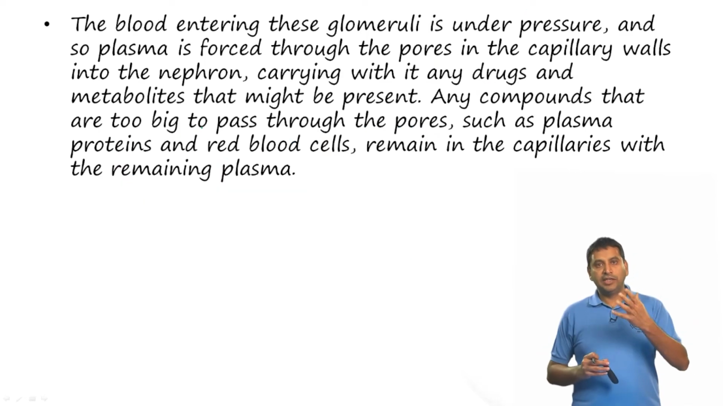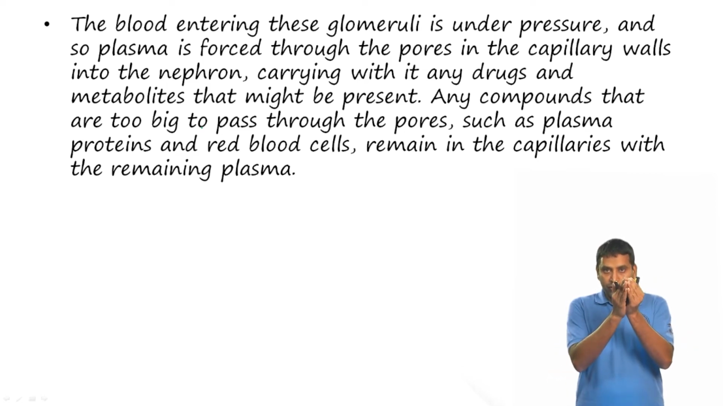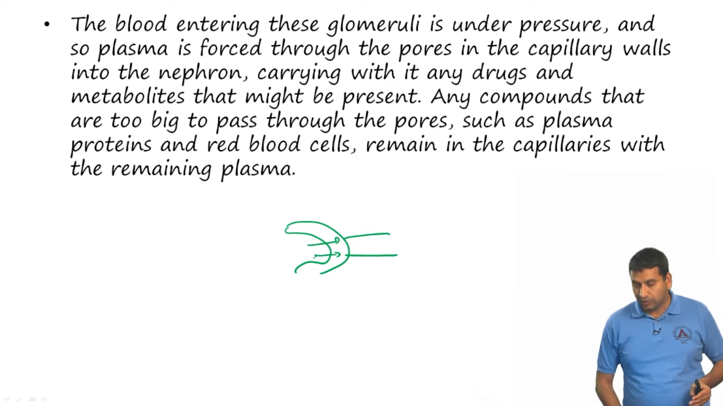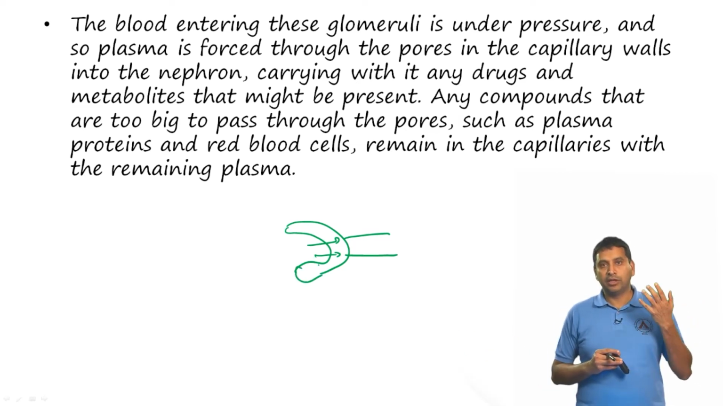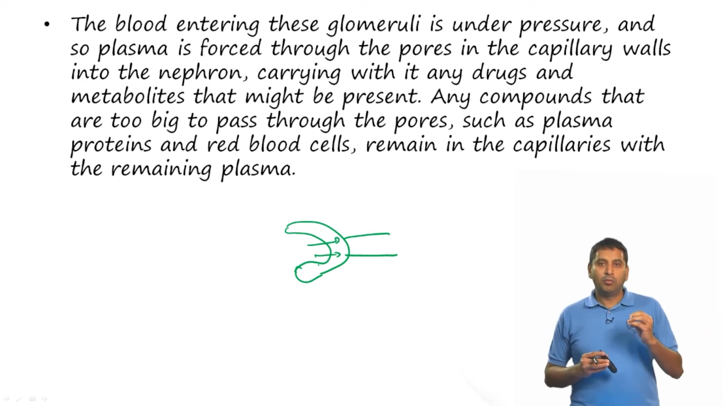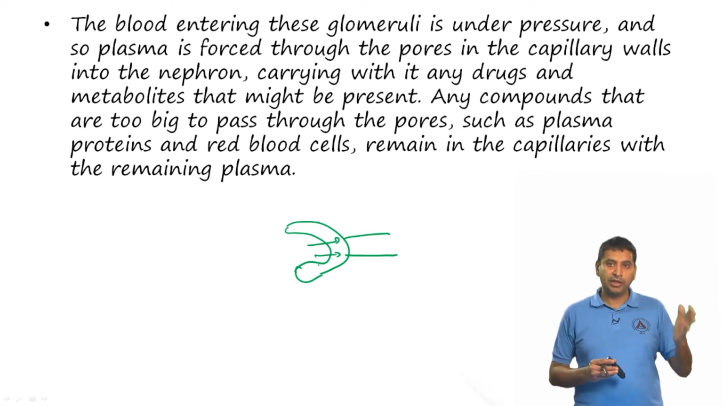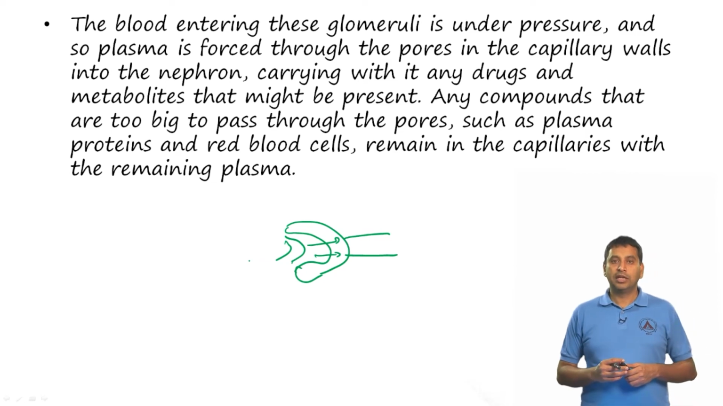Now, the blood entering the glomeruli is under pressure. So, the plasma is forced through the pores in the capillary walls into the nephron. So, through the glomerulus, the particles are forced through these pores into the nephron. Any drugs or metabolites that might be present also travel into the nephron. Any compound that is too big to pass through these pores, such as plasma proteins and red blood cells, remains in the capillary. So, the proteins remain in the capillaries.